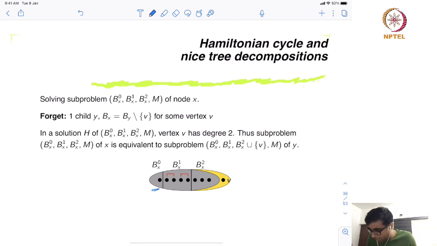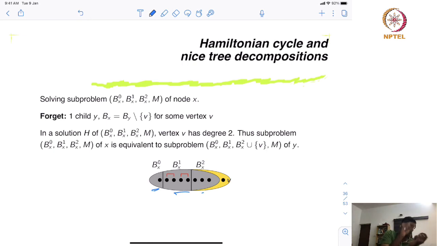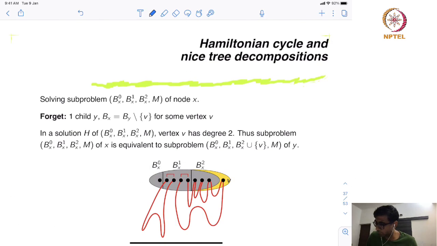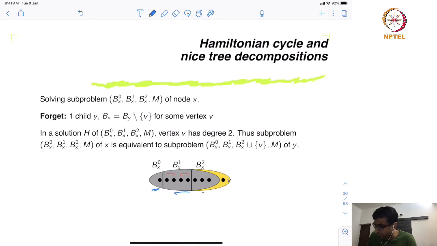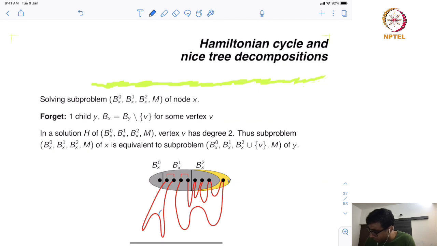So the subproblem has the same degree 0, same degree 1, but now we are forgetting this vertex V. It means the Hamiltonian cycle will contain both the edges incident to V here itself. In other words, I ask: is there a disjoint path system with this pattern where V has degree 2, which we have already stored below? Based on its answer, we put 0 or 1. So we are asking if there is a pattern of this nature, and if there is, we say 1, otherwise we put 0.